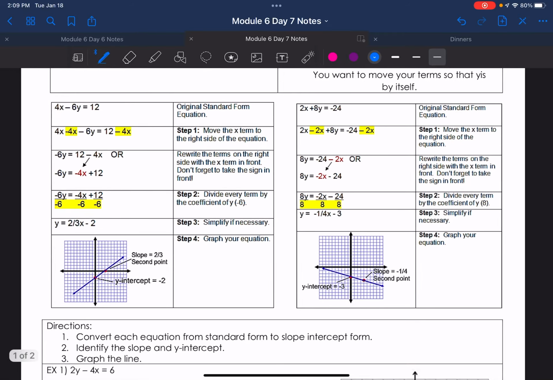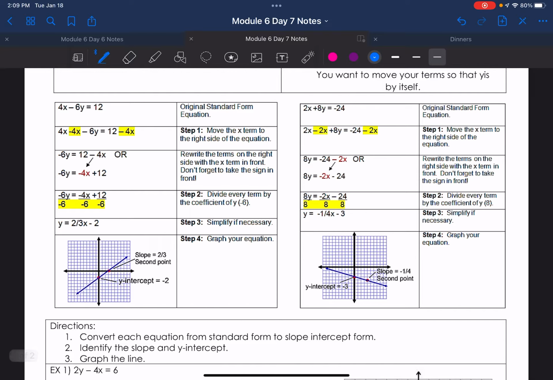If you look down here, we have 4x minus 6y equals 12. We have to get rid of this positive 4x to be able to get y by itself. So to move our x over, we have to subtract, not on just one side, but on both sides. Then once we get negative 6y equals negative 4x plus 12, that's when we're going to take our negative 6 and get rid of it. Because the negative 6 and y are being multiplied by each other, we have to divide everything by negative 6.